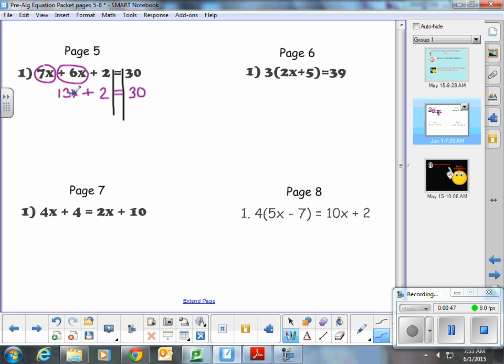To get the x alone, we're going to get rid of the plus 2 by subtracting 2 from both sides. Remember, only do one step at a time. This will disappear because 2 and a negative 2 when put together is 0. 13x equals 28. And now you would want to get a single x, you would want to divide by 13.